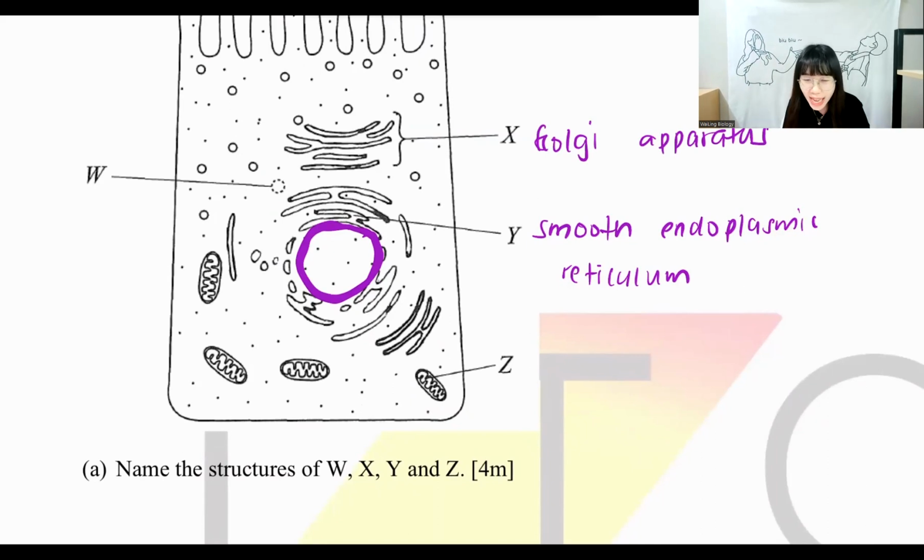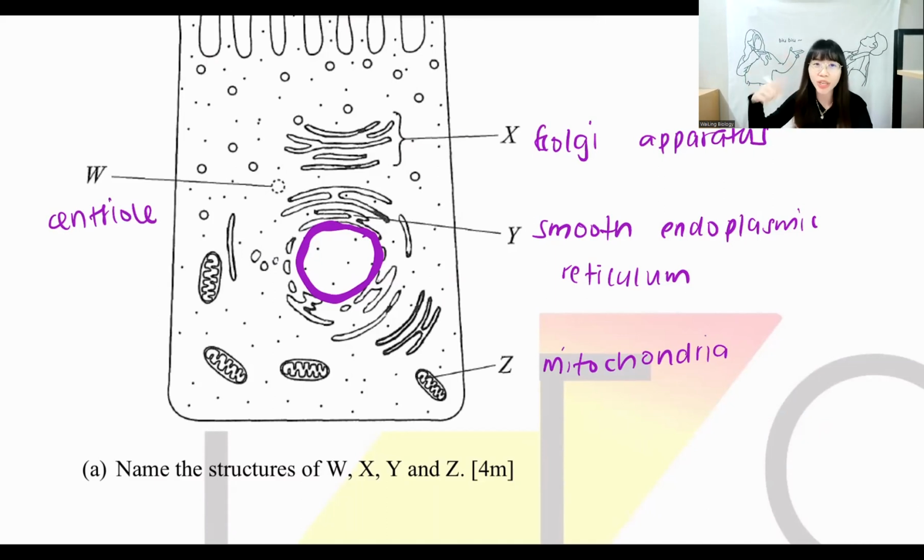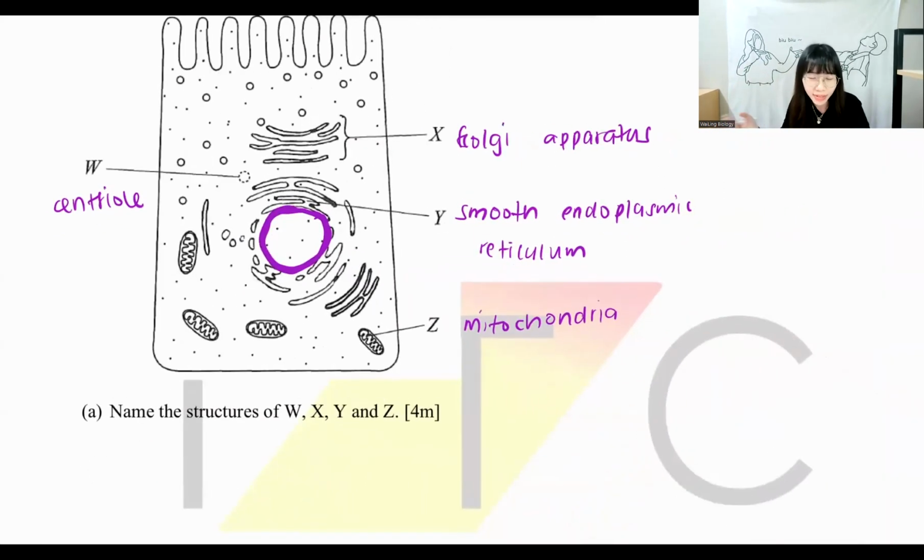And then we have Z. Z inside looks like a cloud. Can you see? So what is Z? Correct, mitochondria. Very good. And W looks like a cylindrical shape. This is the centrioles. It can only be found in animal cell. This is a 2D diagram, guys, because as a 3D shape, a centriole should be cylindrical, but this is a 2D shape. That's why it looks like a round shape over here. We have named W, X, Y, Z already.